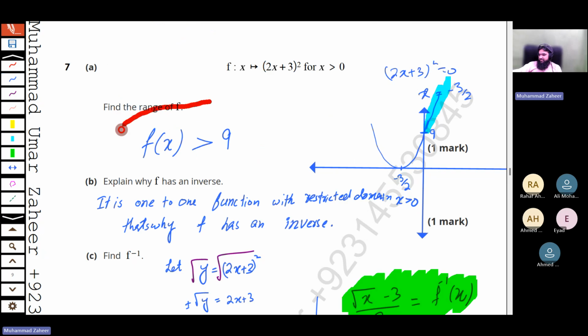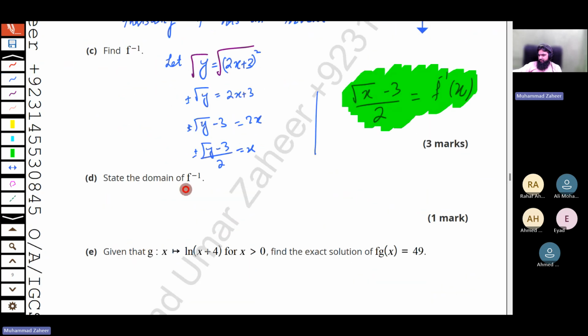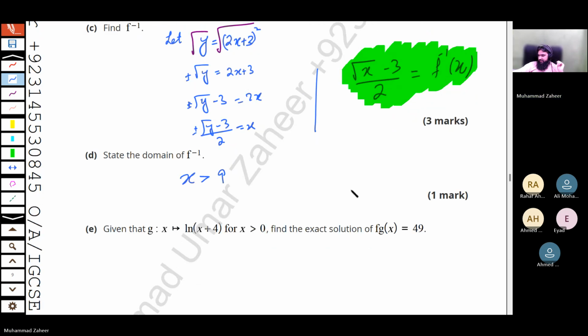All right, so the range is greater than 9. So the domain of this one is greater than 9 as well. Because I told you the domain of f of x will become the range of f inverse. In the same way, the range of f of x will become the domain of f inverse. So that's why I'm going to take x is greater than or equal to 9.